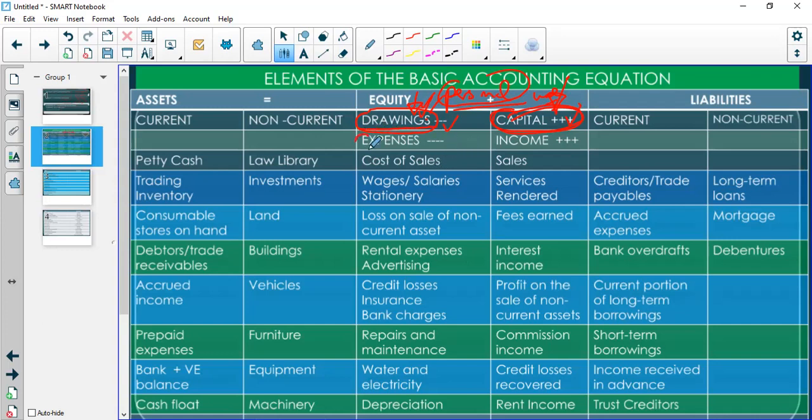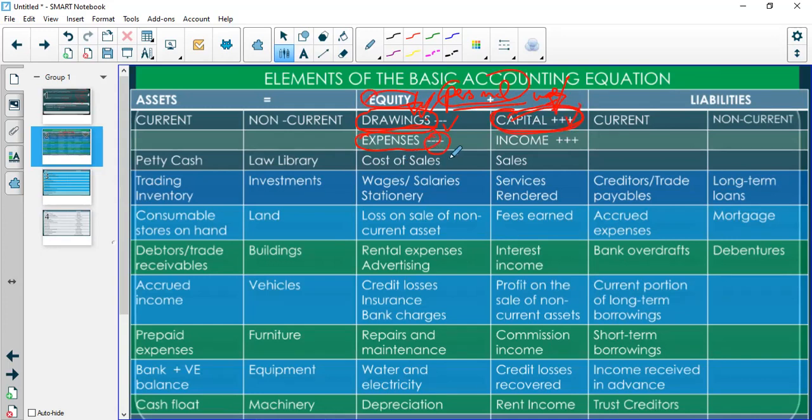So we now go to expenses. And like I said, expenses reduce equity. All right. So an expense, I'm not going to waste time there, right? Because that's English. Expenditure, those things that you spend money on so that you can run the business.